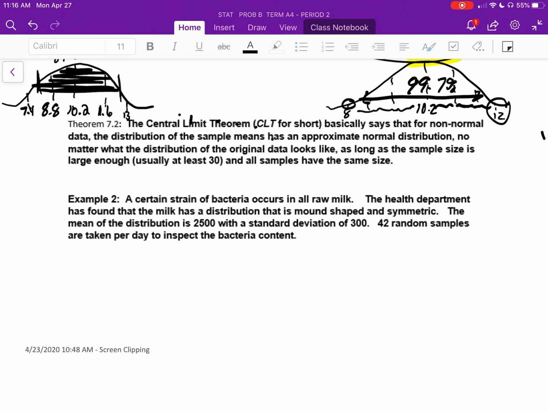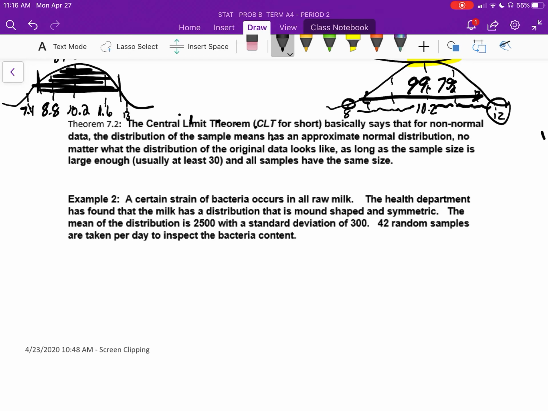If we don't know our sample size, or if we don't know it's normally distributed, we can use a normal distribution as long as the distribution looks relatively normal and the sample size is at least 30. This is a rule that's been developed because if the sample size is at least 30 and the samples are about the same size, the distribution of sample means has an approximately normal distribution no matter what the distribution of the original data looks like.